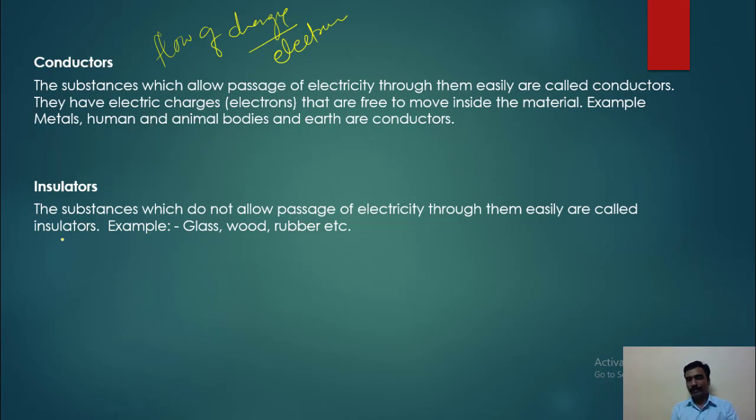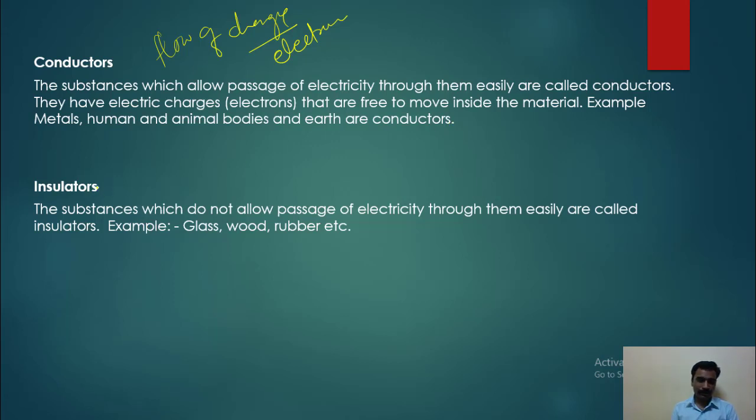Now look at the conductor. The substance which allows the passage of electricity, meaning passage of electrons through it easily, is called a conductor. Conductors allow the passage of electricity because they have free electrons in the outermost part inside the atom. The outermost electrons are the reason for the flow of charges in the conductor. Examples: metals, human and animal bodies, and earth are conductors.